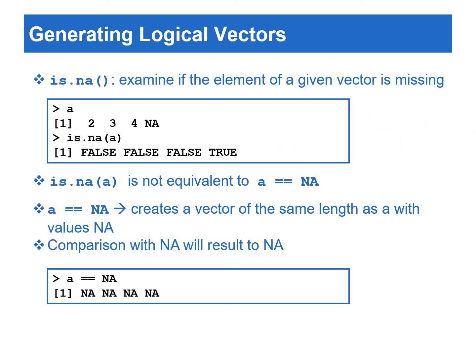One of the preliminary steps to process data is to examine whether it contains any missing values. To check whether a vector contains any missing values, we need to use the is.na function. A common mistake to check missing values is to compare a vector with NA by using the double equals comparison operator. Since calculation or comparison that involves any missing values will result in missing values, using the double equals comparison operator will generate a vector of NA with the same length as the compared vector.